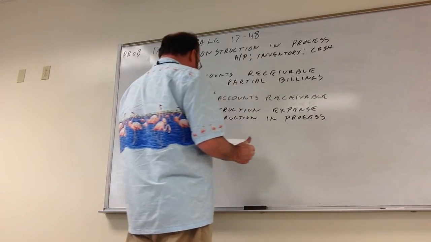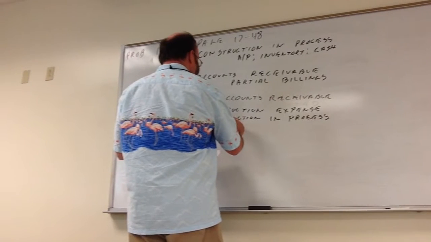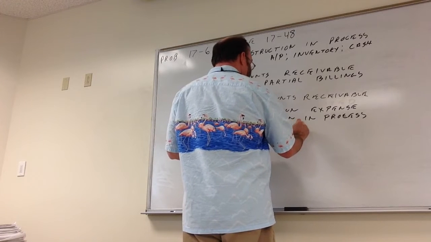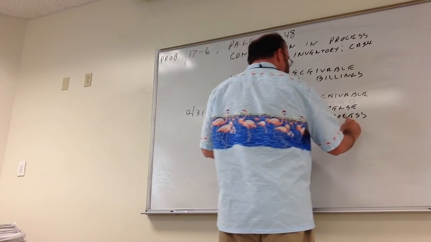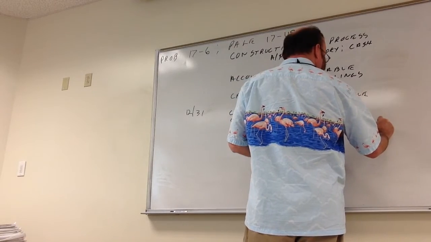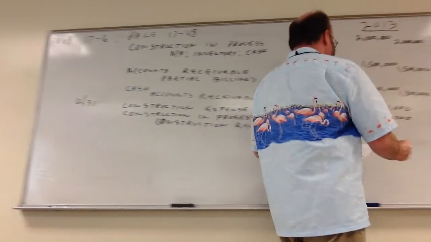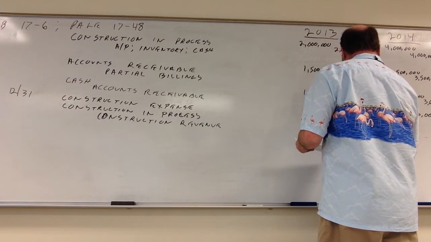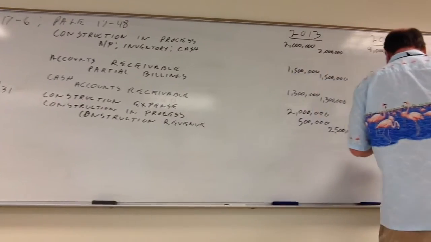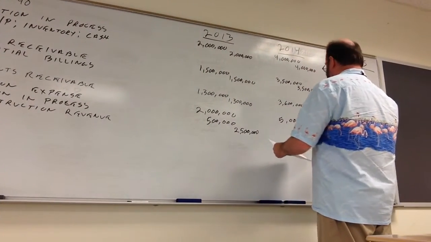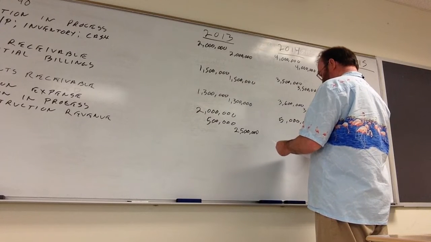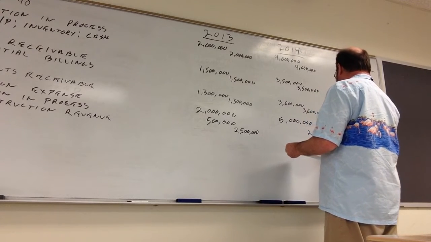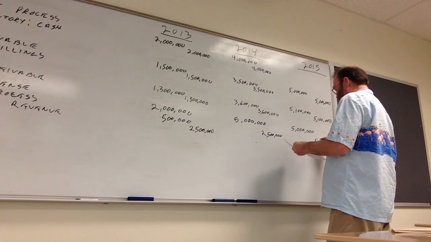Then you're going to take the construction revenue as a credit, and that was $2,500,000 in the first year. In the second year, it was $2,500,000 also. And in the final year, it was $5,000,000.